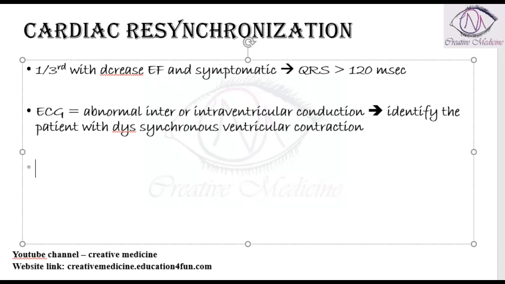Normally the whole of the ventricle will contract at the same time, but if the whole of the ventricle is not contracting at the same time, that is called dyssynchrony. So this dyssynchronous ventricular contraction can be identified by abnormal inter or intraventricular conduction.